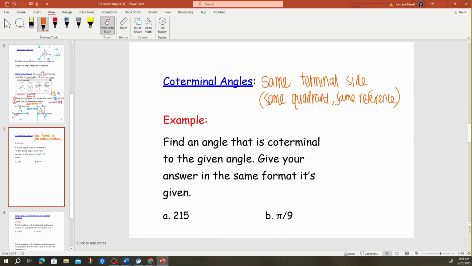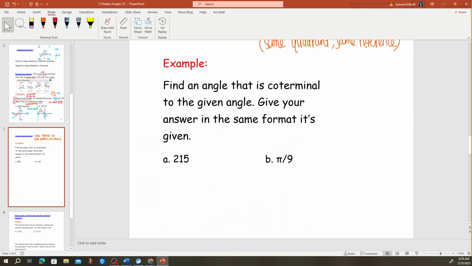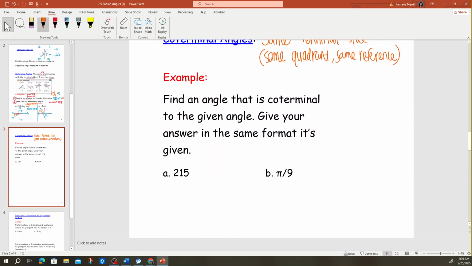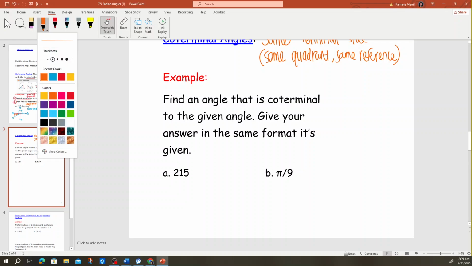How do you think I do that? How do you think I find angles that are coterminal and land in the same spot, same quadrant? What do you guys think? You can turn and talk if you want to. What do you guys think I do if I want to find coterminal angles?